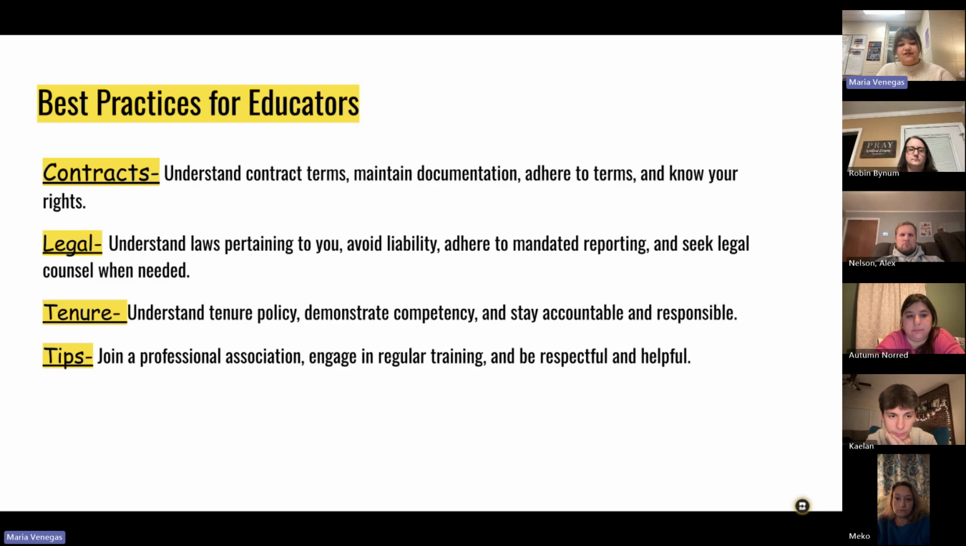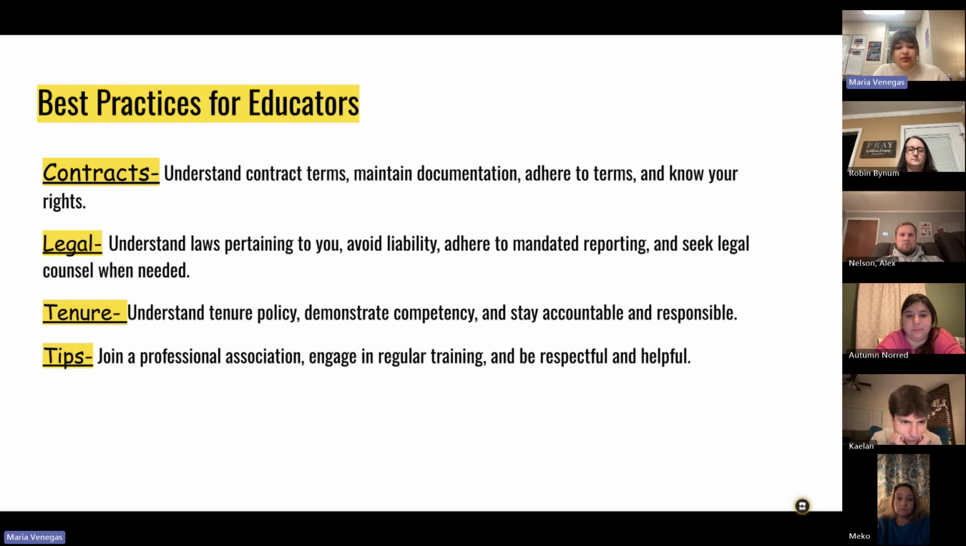So, best practices for educators. Understanding your contract is very important. Know the terms, keep thorough documentation, and adhere to the conditions. For legal matters, familiarize yourself with applicable laws, avoid liability, and seek legal counsel when necessary.